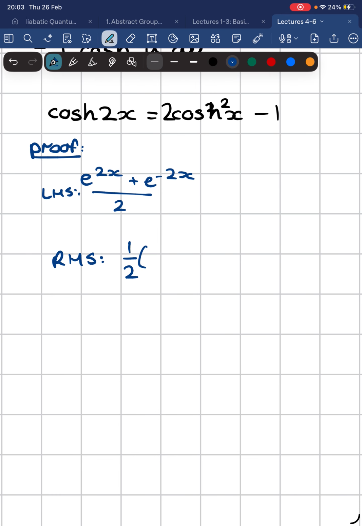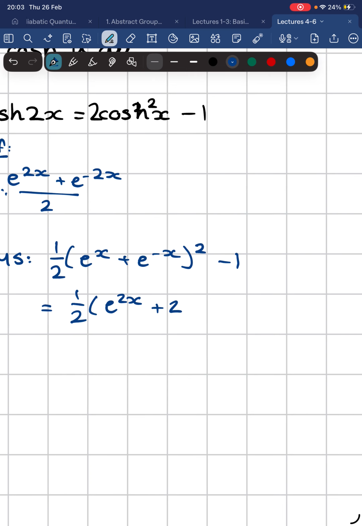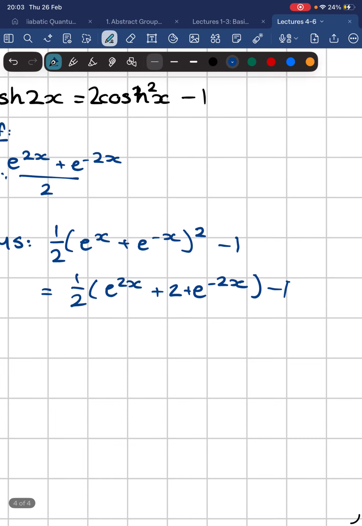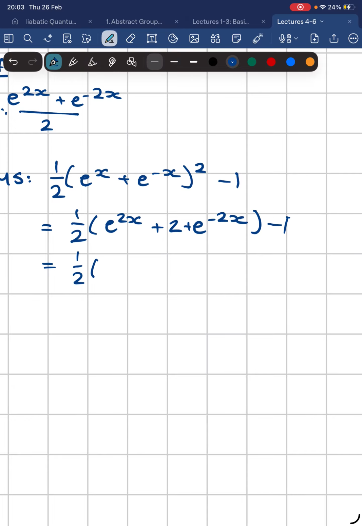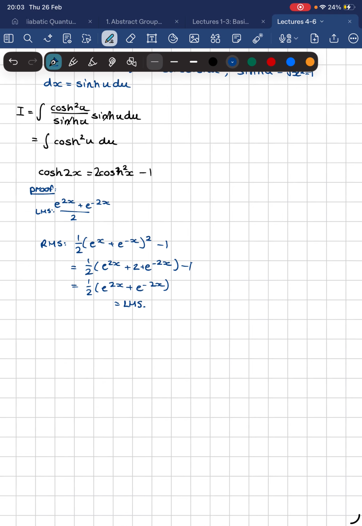Okay, I'm going to bring out 2 factors of my half and compound that with the 2. So I'm left with (e^x + e^-x)^2 - 1, which is equal to 1/2 (e^2x + 2 + e^-2x) - 1, which is, hey presto, going to give me 1/2 (e^2x + e^-2x), which equals the left-hand side. So if you were given that as a separate proof, that's how you do it.